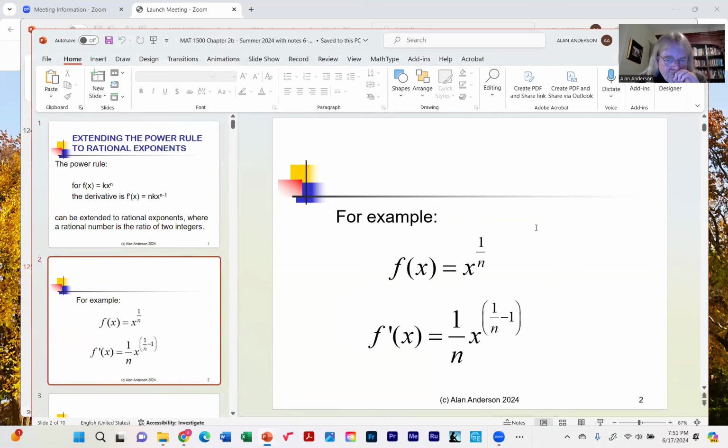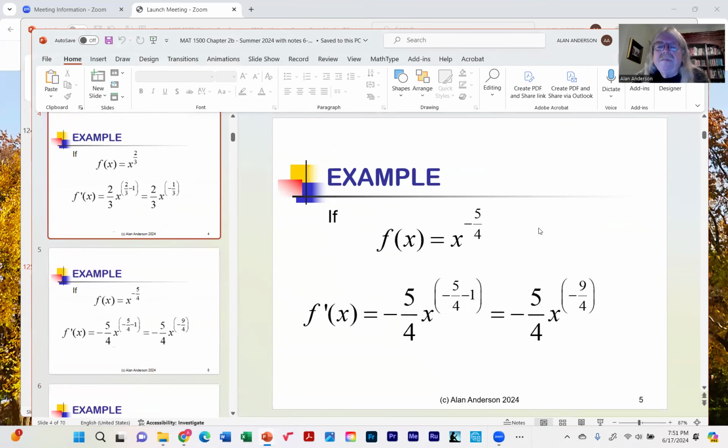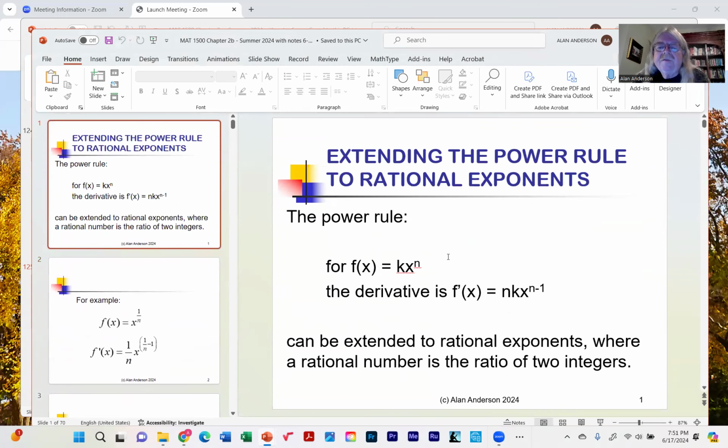2B, we're going to do a few more interesting things here. So first, this is, of course, a review of the power rule. We've seen it many, many times. What we want to know is what happens if n is not an integer? Can we still apply this rule?